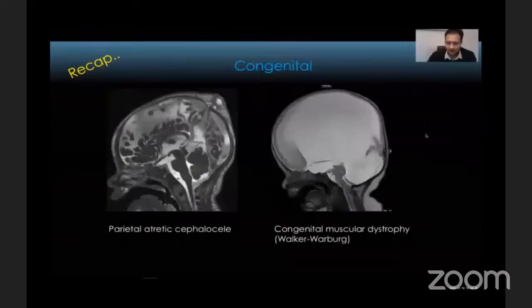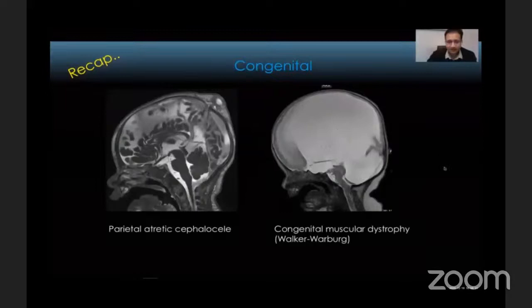In the congenital category, we saw the parietal atrophic cephalocele, where we have a CSF filled tract, which communicates with a small extracranial soft tissue abnormality and can be associated with an abnormally oriented vertical dural venous sinus. We saw the congenital muscular dystrophy spectrum, which is characterized by brainstem hypoplasia and a kinked appearance and can have multiple other intracranial and ocular abnormalities.